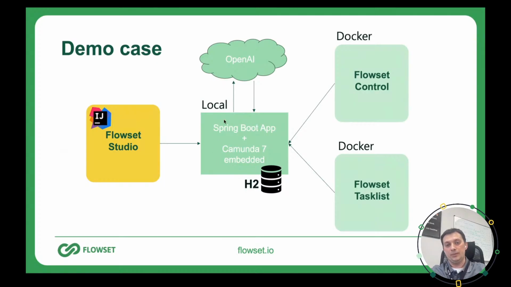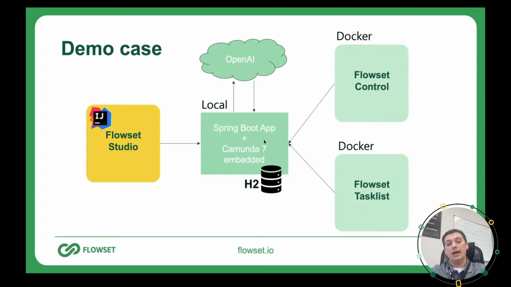All this application runs on top of H2 database. And today we'll also use some additional parts of the Flowset, named Flowset Control, to monitor what's going on inside a Spring Boot app. And we also use the Flowset Task List. This is the open source tool which allows to render the process forms and let your users interact with these process forms dynamically without the need to rewrite the code.